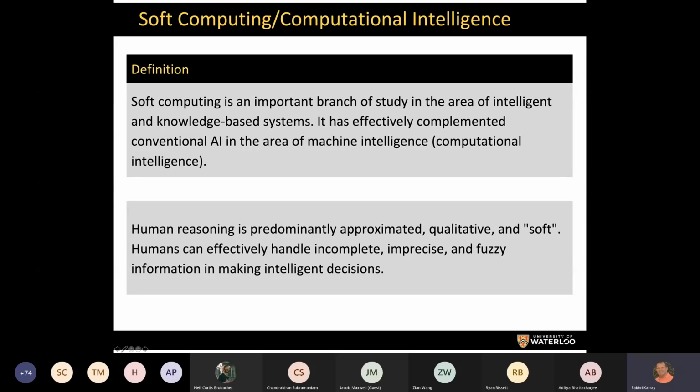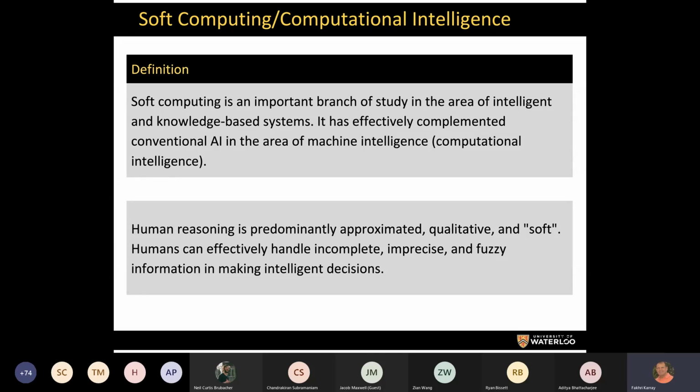So let me now talk about what we are going to see mostly in this course. What is the notion of soft computing, computational intelligence? We have spoken so far about intelligent systems in general, what AI has been doing over the past few years. Now I'm going to get a little bit more focused on what we are going to see in this course and how to define soft computing, computational intelligence. Soft computing or computational intelligence is an important branch of study in the area of intelligent and knowledge-based systems.